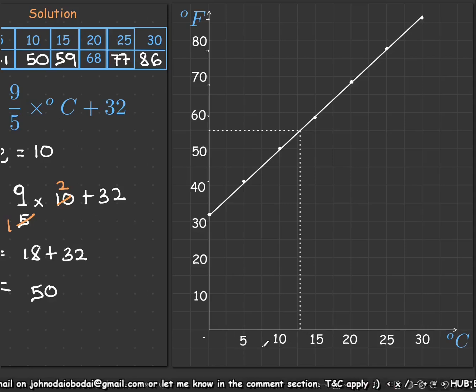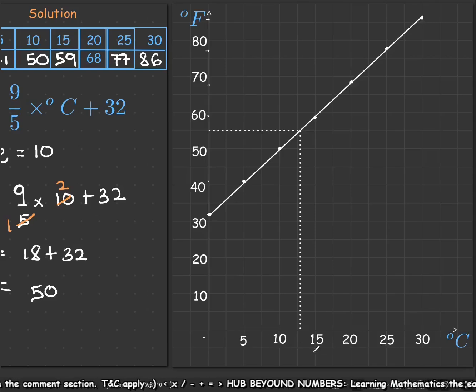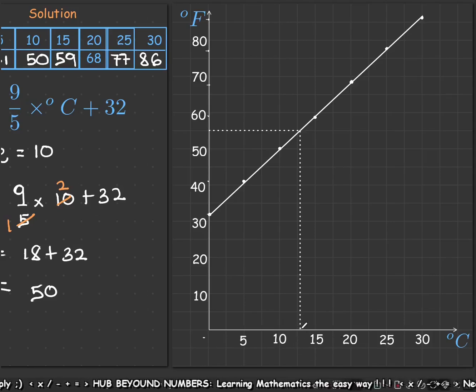So I know my scale here is 2 centimeters to 5 units. So if that is the case, and then I have my 10 over here, then it simply means this side here is going to be 15, as we see. Then the middle is then going to be 12.5.